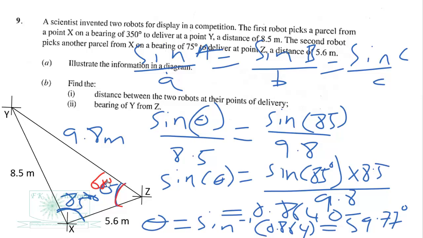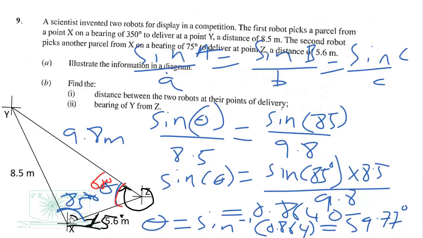So we can find the bearing of Y from Z. So that bearing, we measure it from this point till we meet this line here. So we know this is supposed to be 25. The angle here is supposed to be 15. It's supposed to be 15 because 15 plus 75 will give you 90.